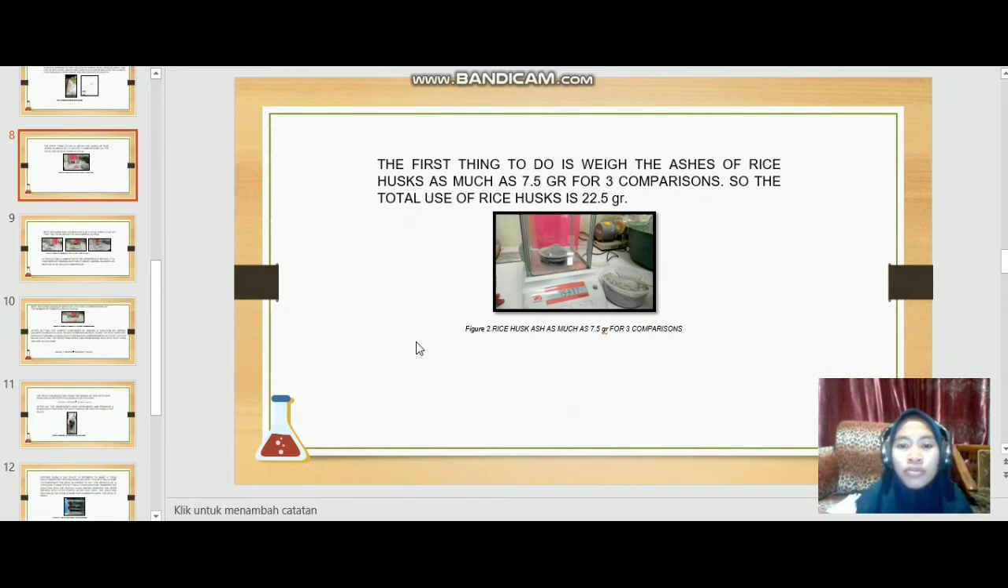The first thing to do is weigh the mass of RHA as much as 7.5 gram for 3 comparisons. So the total use of RHA is 22.5 gram. This is the picture of RHA, 7.5 gram for 3 comparisons.